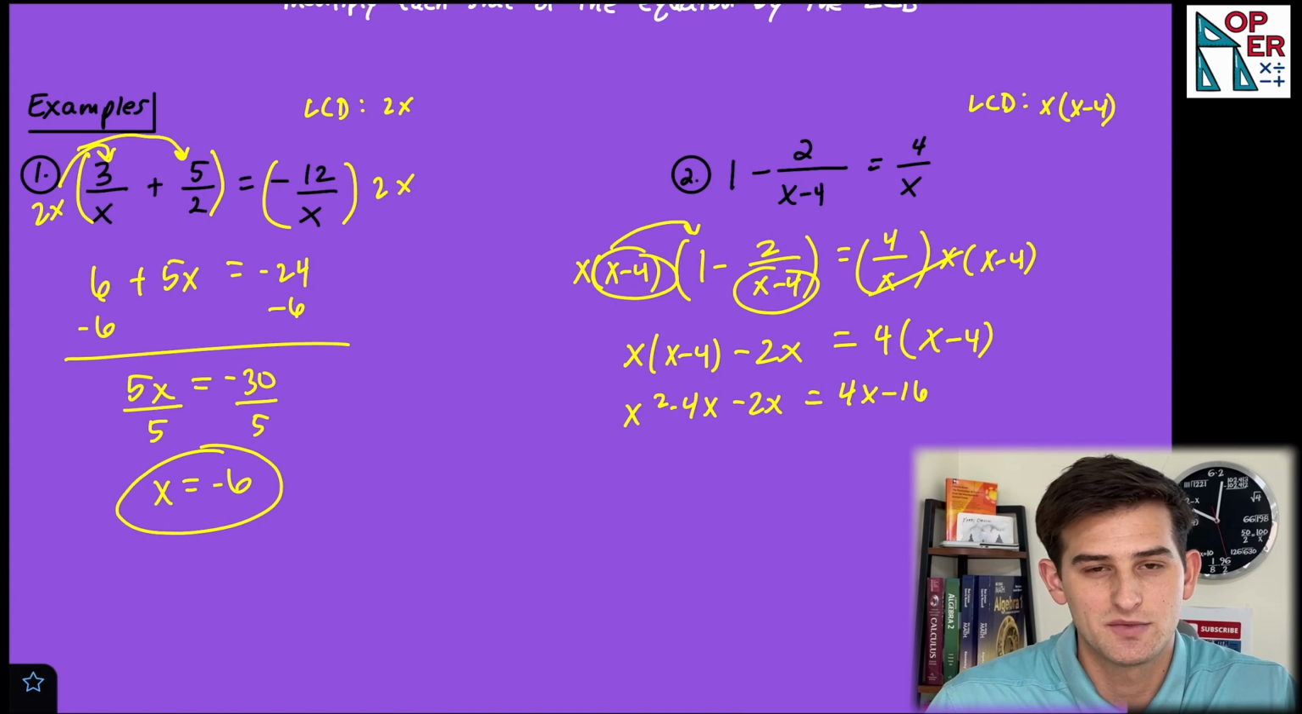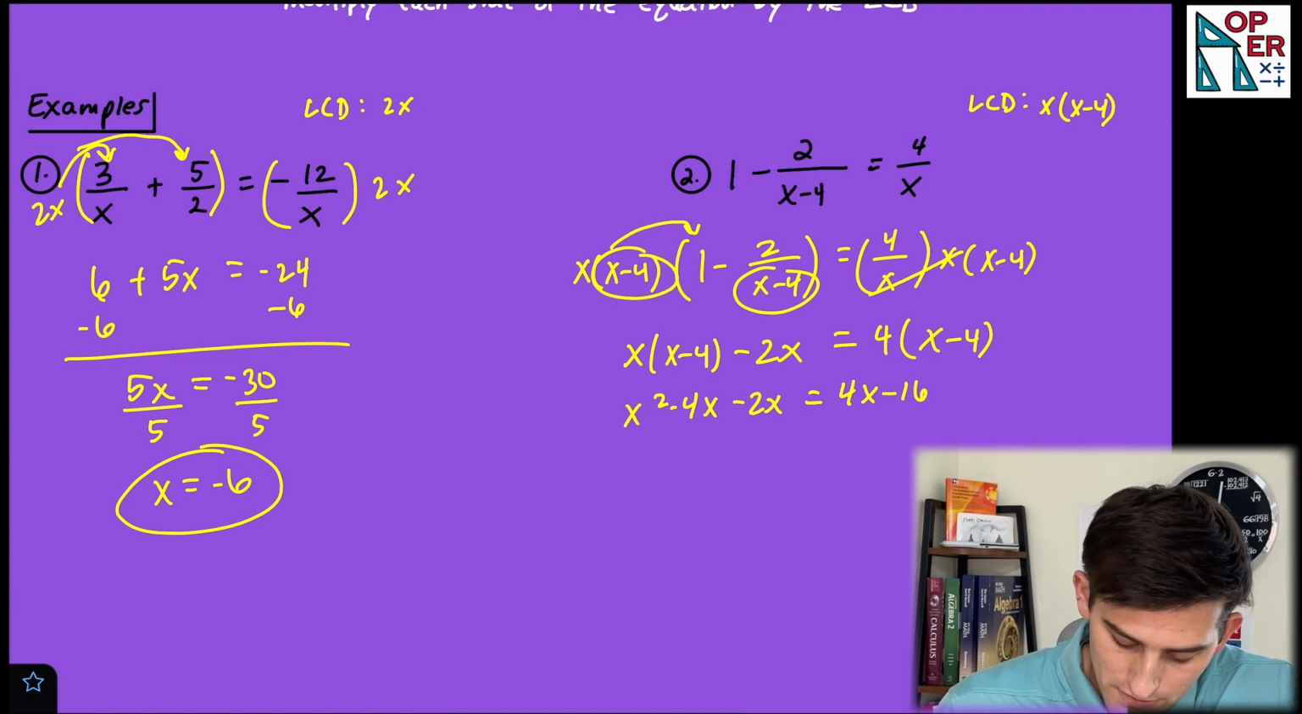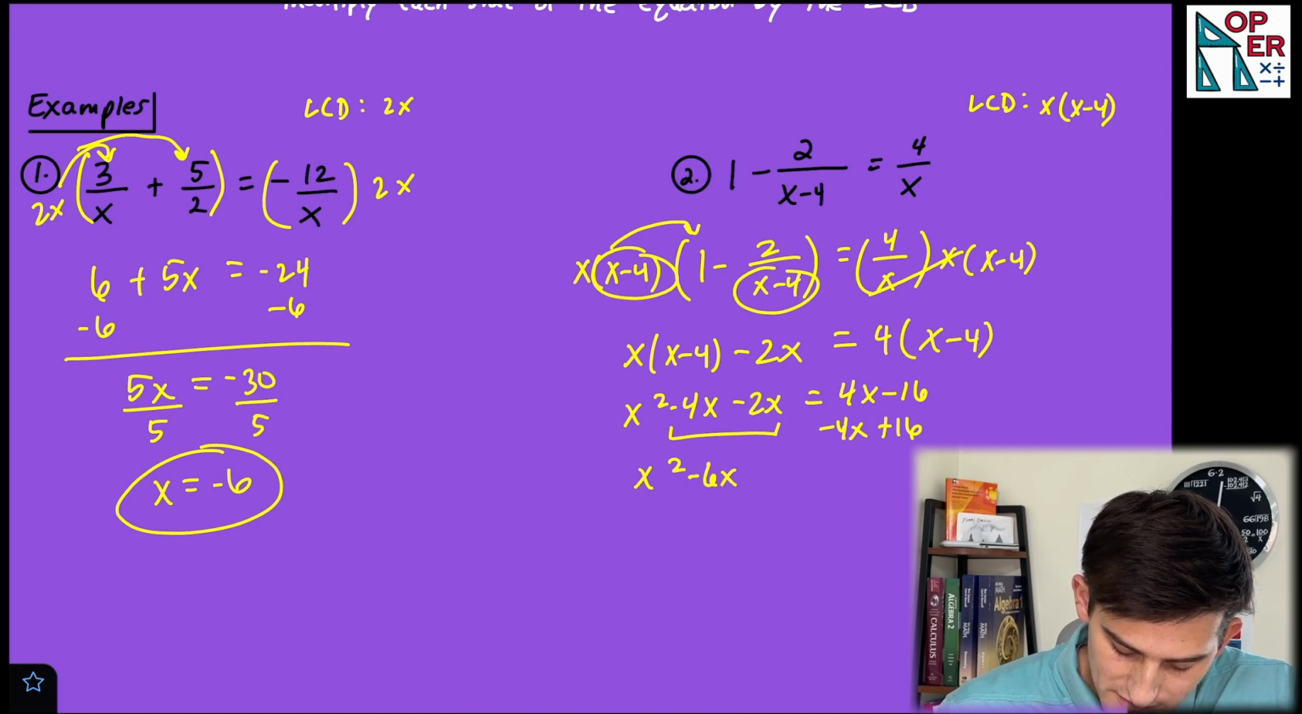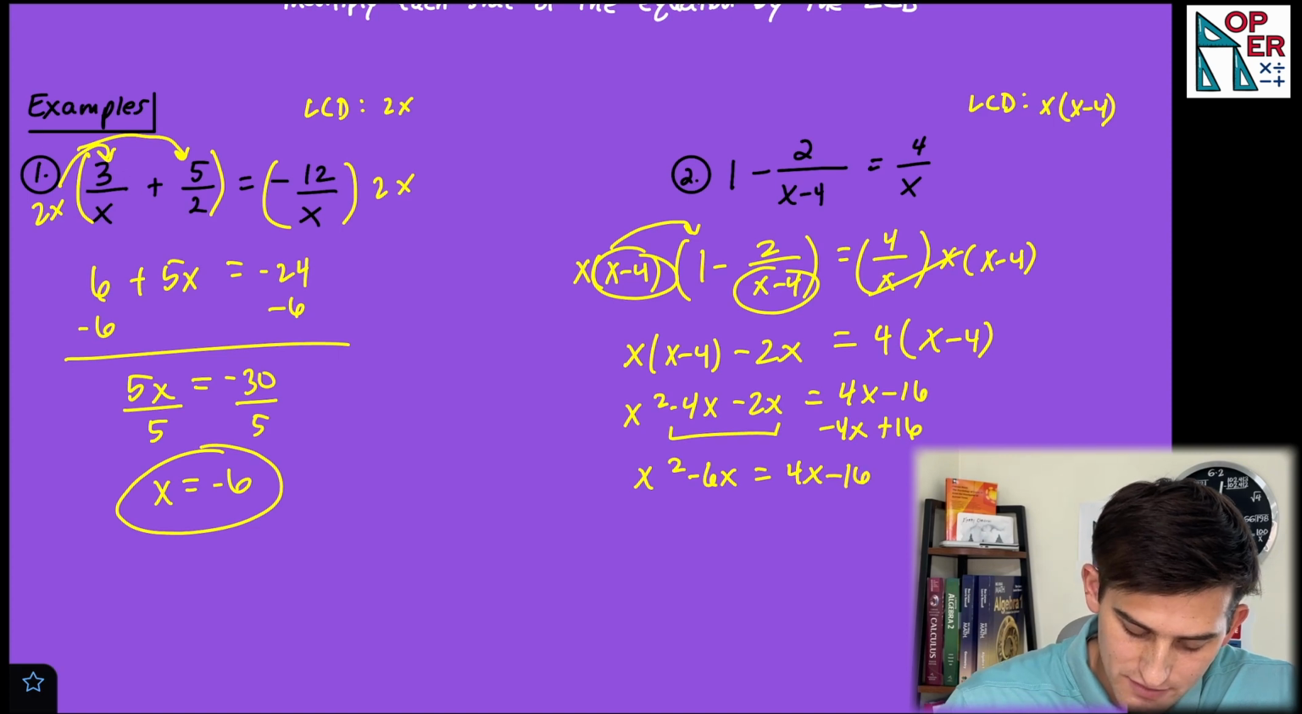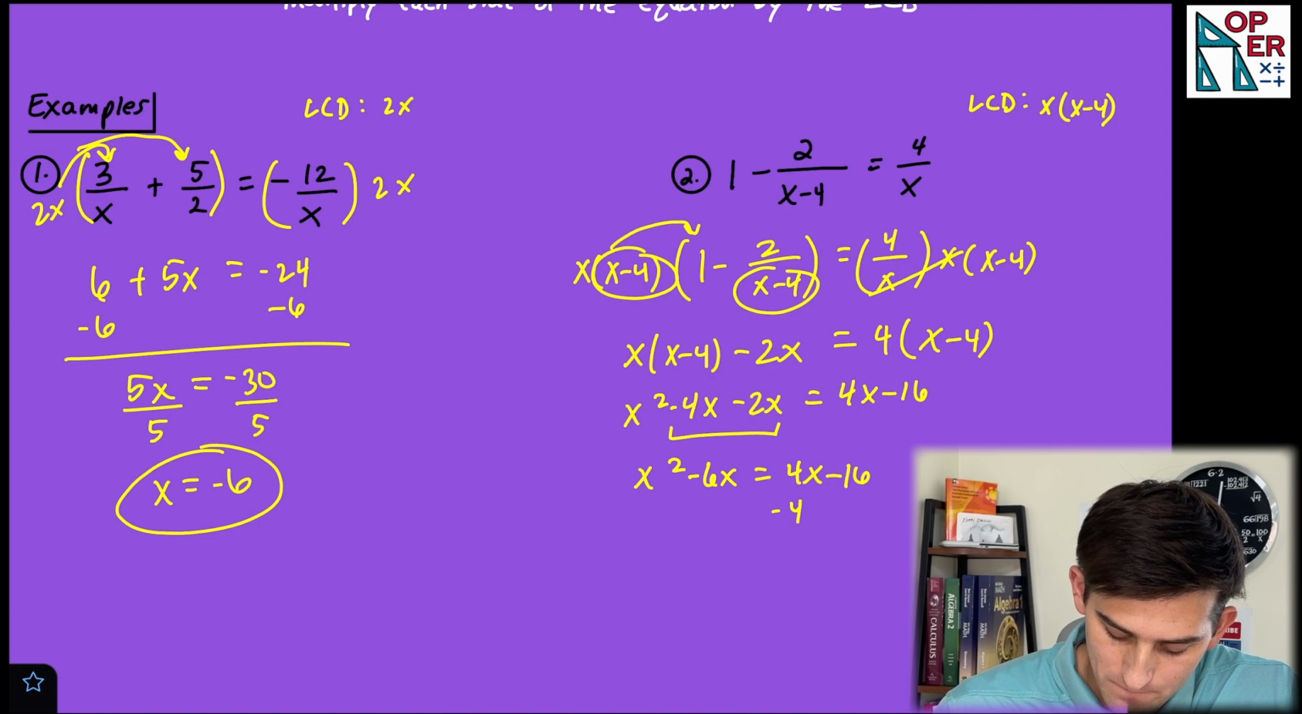Let's combine our like terms onto the left side of this equation so we can set it equal to 0 and factor it. So we're going to subtract 4x, and then we'll add 16. So let's combine here. So x squared minus 6x equals 4x minus 16. So we haven't actually subtracted or added that yet, but let's do that now. Minus 4x add 16. So this is going to be x squared minus 10x plus 16 is equal to 0.